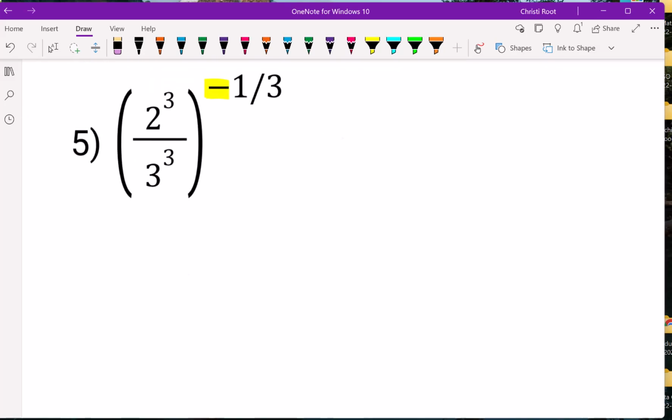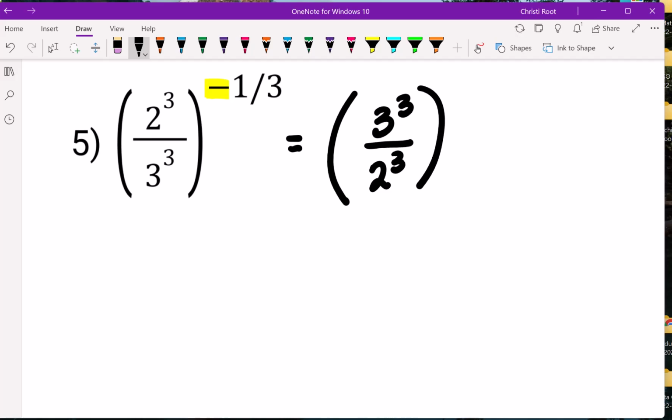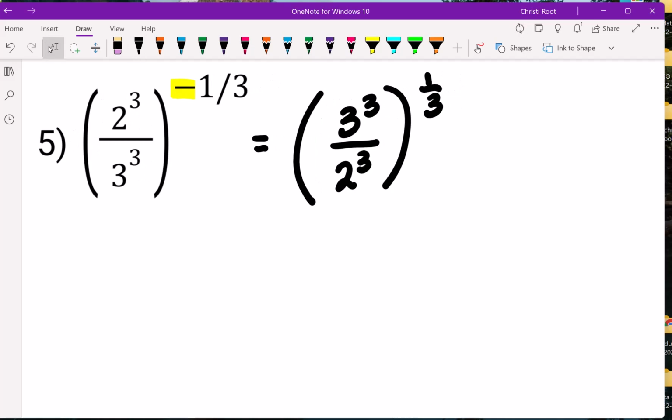I'm going to do both at the same time. See how the 2 is in the numerator and 3 is in the denominator? We're just going to write the reciprocal. So I'm going to flip this one to the top, flip this one down to the denominator. And when I flip both, when I flip everything in that fraction, that is now positive 1/3. So it's kind of a neat trick to get rid of a negative exponent on a fraction.